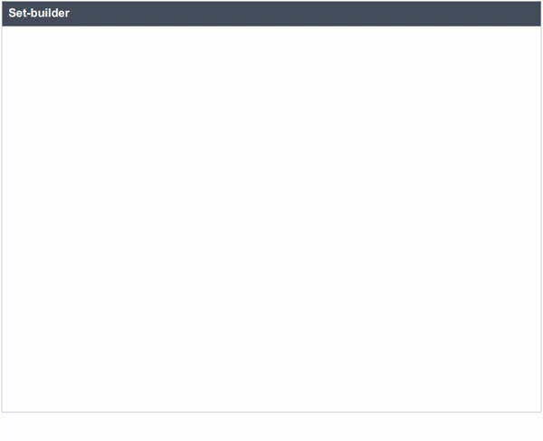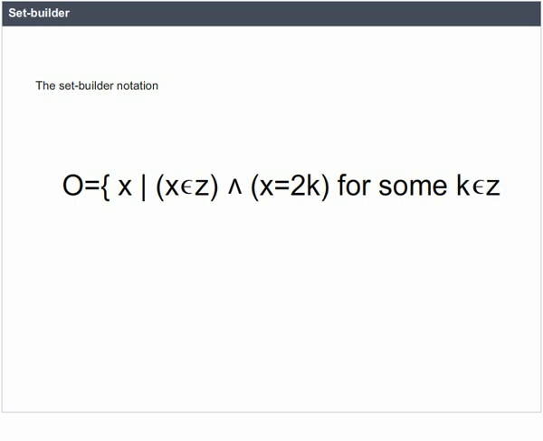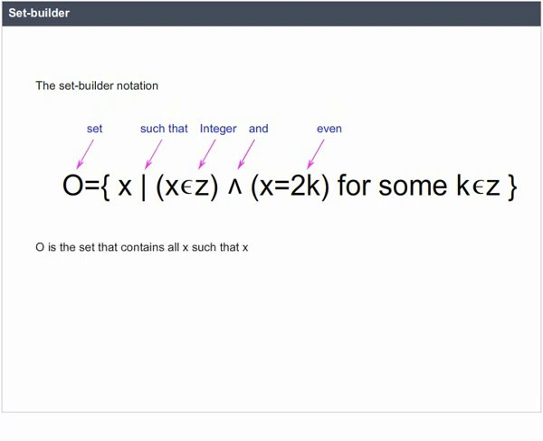Set builder. The set builder notation: O equals {x such that x belongs to Z and x equals 2k for some k belongs to Z}. O is the set that contains all x such that x is an integer and x is even. We clearly explained in the picture what is the meaning for O, what is the meaning for x, etc.